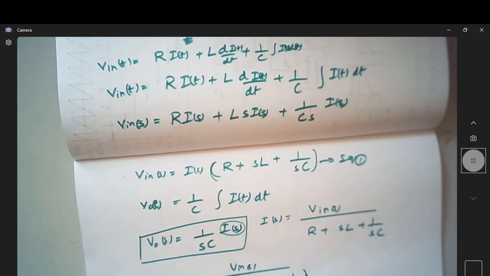Suppose you simplify this. If I take the LCM and multiply, will it not become S R C plus S square L C plus 1? This will be the equation.